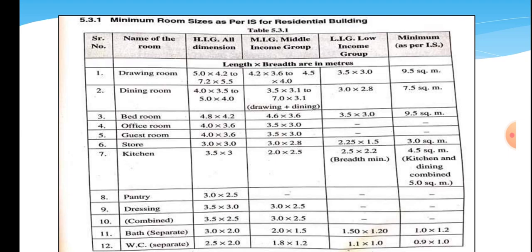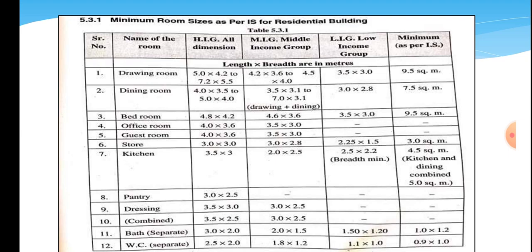Similarly for bedroom, 4.8 by 4.2 for higher income group, 4.6 by 3.6 for middle income group, and 3.5 by 3 for lower income group. As per Indian standards, the minimum area for bedroom to be provided is 9.5 square meter.